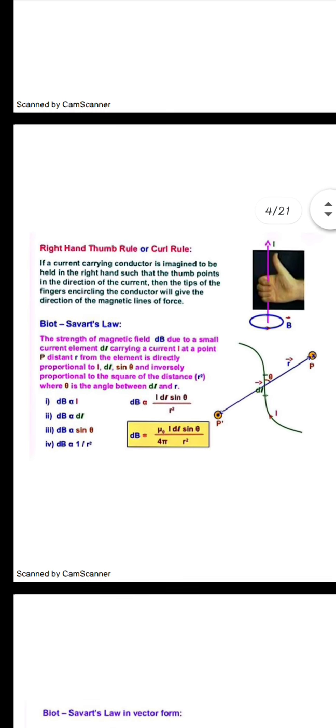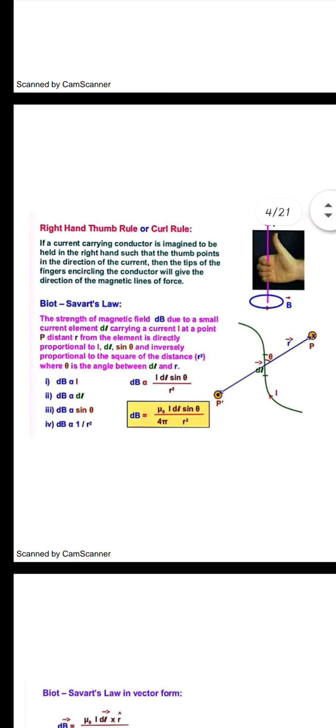So the formula given by Biot-Savart was dB is equal to mu naught upon 4 pi, I dl sin theta upon r square. Together, combining these 4 points, we get I dl sin theta upon r square. By taking out the proportion, we get the proportionality constant, that is mu naught upon 4 pi, where mu naught defines the permeability.